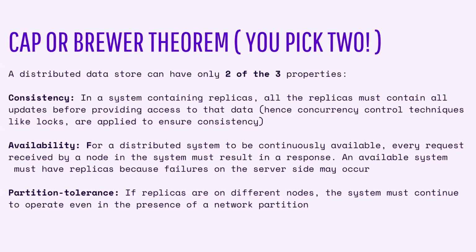And when it comes to availability for a distributed system, to be continually available, every request received by a node in the system must result in a response. An available system must have replicas because failures on the server side may occur. So again, availability is kind of a simple concept to understand. I think everybody gets that. How many of you have ever had a situation where Google servers are down and you can't do a search? Has it ever happened? At least in my experience, I've never come across that situation. Their systems are always up and running.